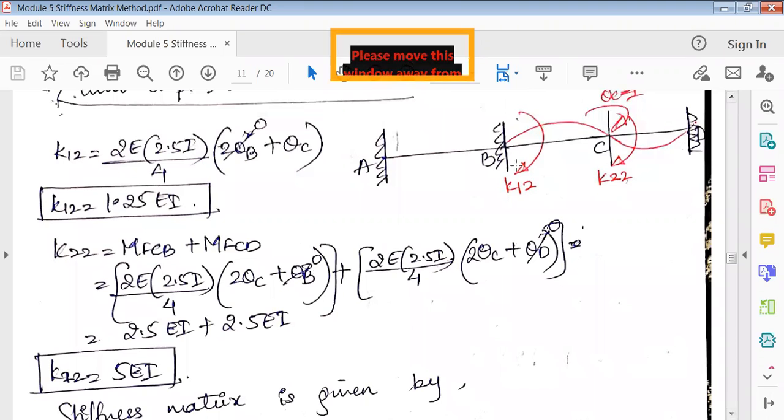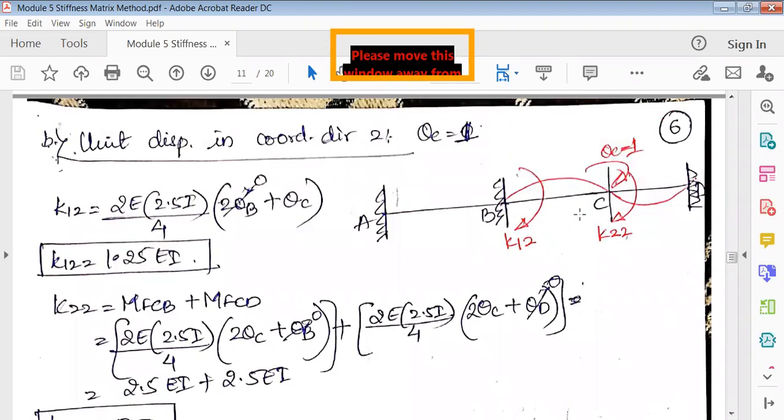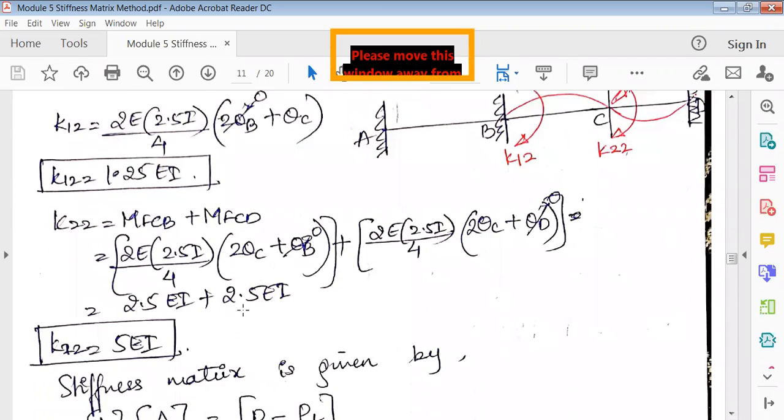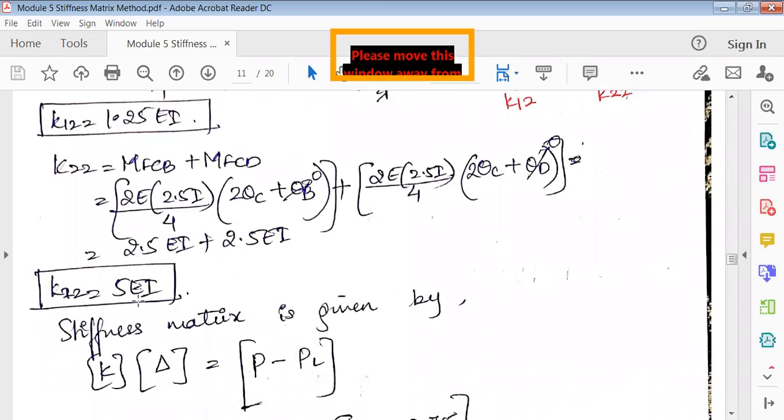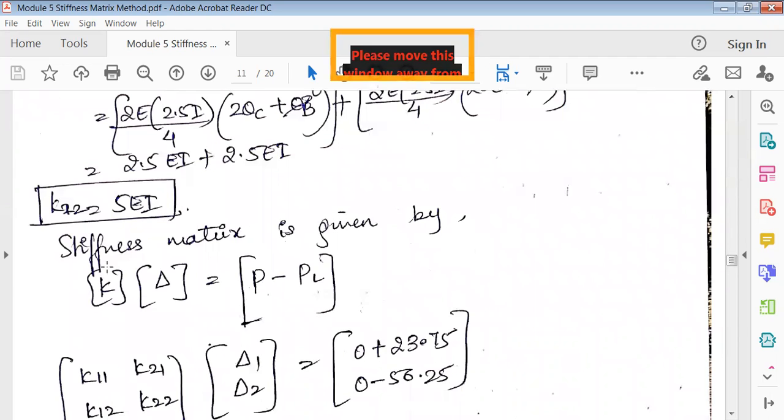Okay, so theta D is 0, theta B is 0. Then apply theta C is 1. So you'll get 2.5 plus 2.5, that is K22 is equal to 5 EI. Okay, so once you solve this, next is the stiffness matrix.